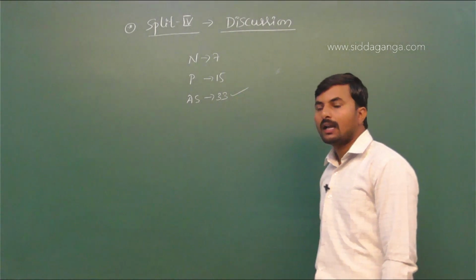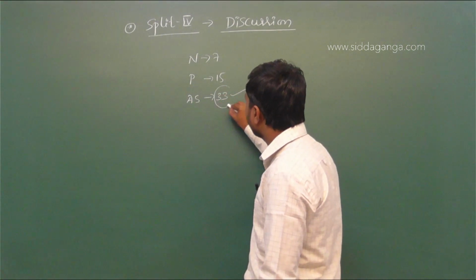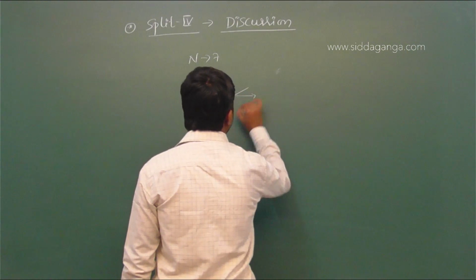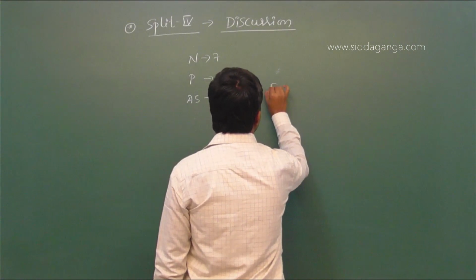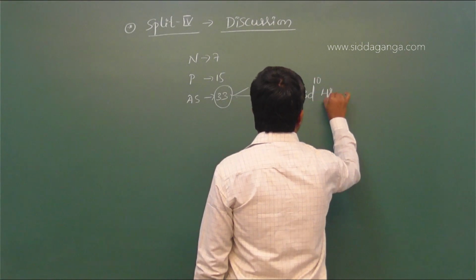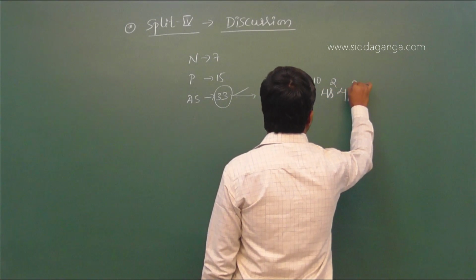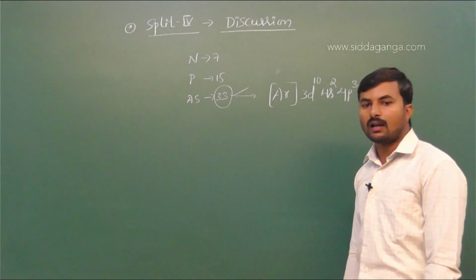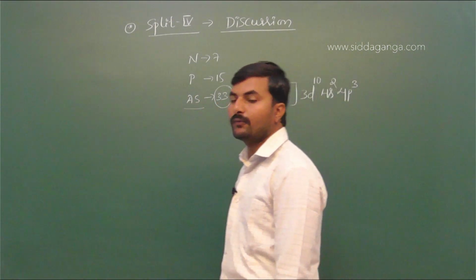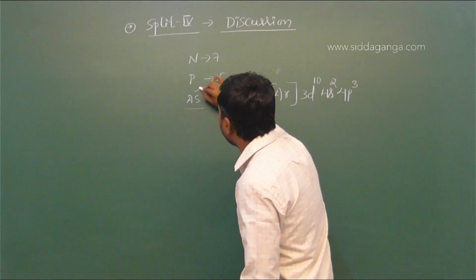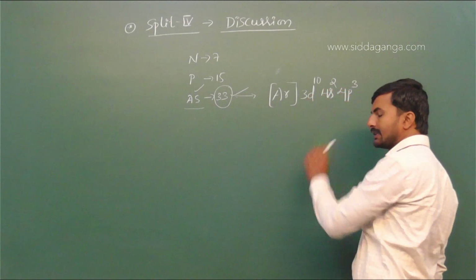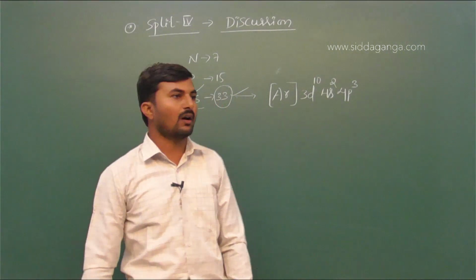Arsenic has atomic number 33 and its configuration is argon 3d10 4s2 followed by 4p3. This is the electronic configuration of the element which belongs to the fourth period and 15th group of the periodic table, that is arsenic. So argon 18 plus 10 is 28, plus 2 is 30, plus 3 is 33. This is the electronic configuration of arsenic.